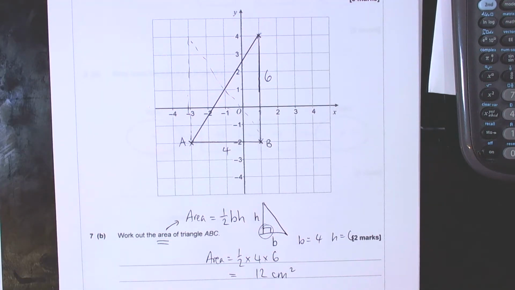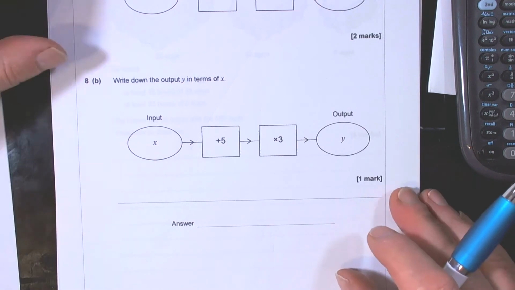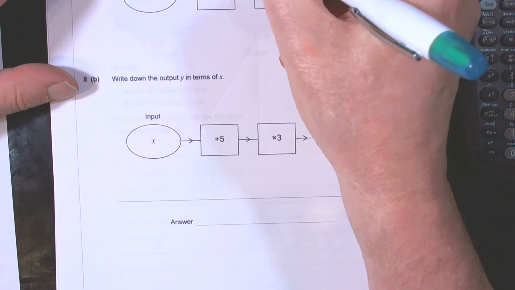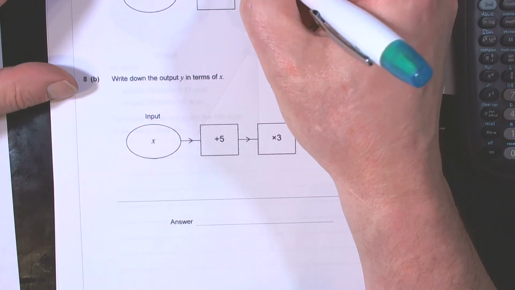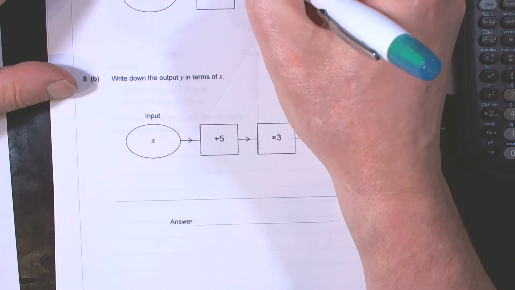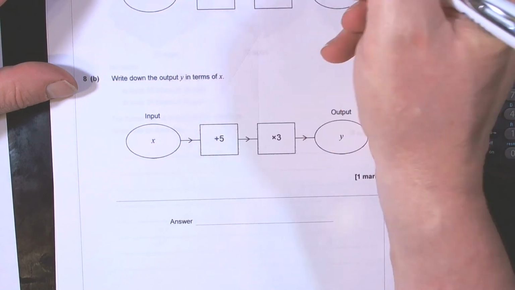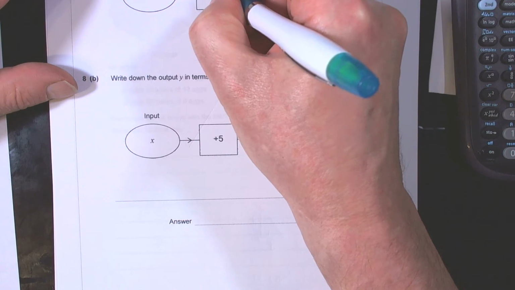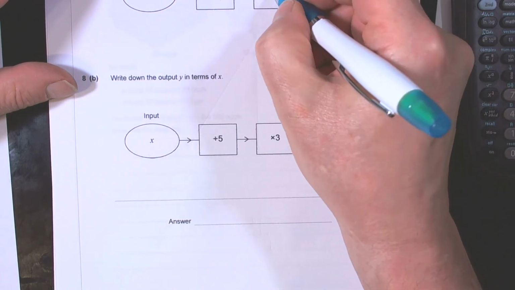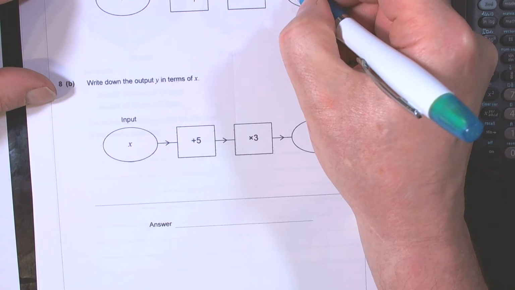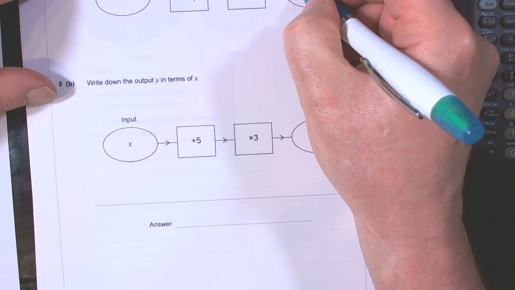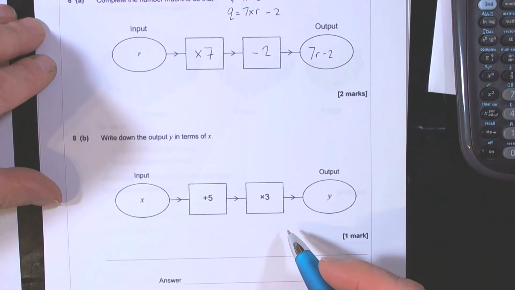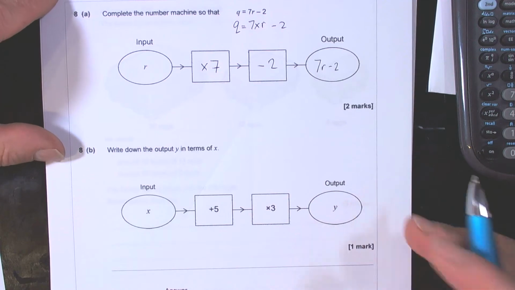Okay, so the next one is talking about a number machine. So basically we've got to think what this equation, or formula, is telling us. It's telling us that Q is equal to 7 times R, and then we subtract 2. BIDMAS says we do the timesing first, so it's going to be R times 7, and then we're going to subtract the 2, and that's going to give us the output of Q. 7R take away 2.